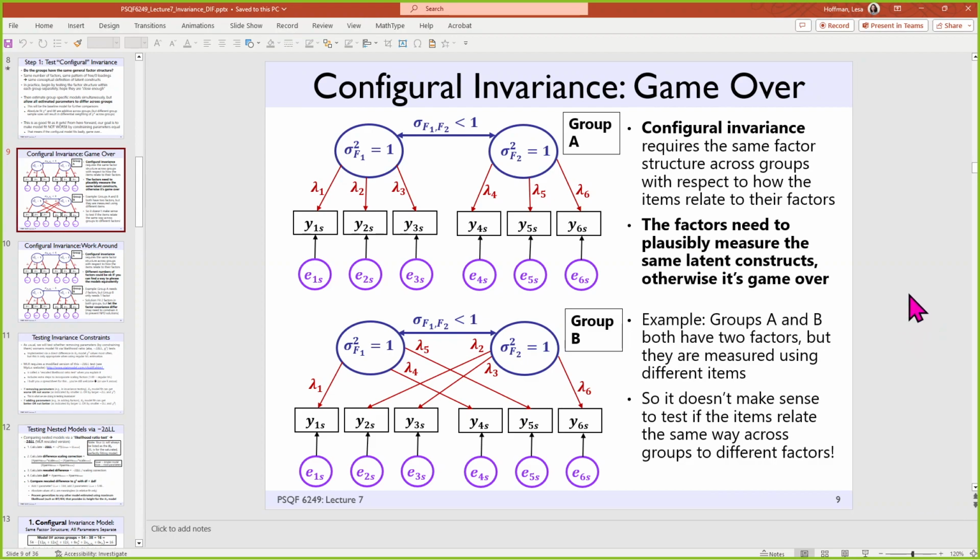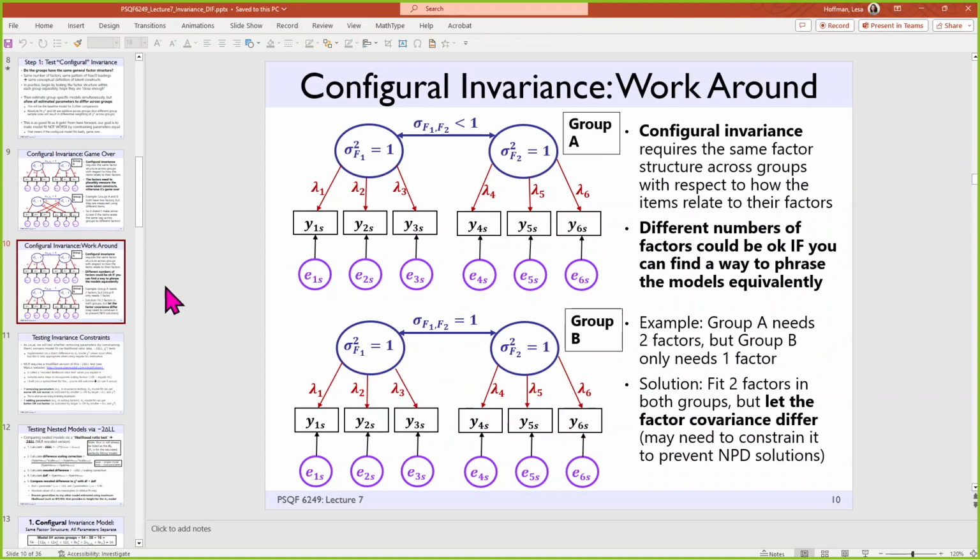And I showed a couple examples of when this would not hold. So for instance, on slide 9 here, we have items measuring different factors across the groups. So even though you could describe this as a 2-factor model where you have 3 indicators each, it's not the same 2 factors because they have different indicators. So it wouldn't make a lot of sense, for instance, to ask if the loading for item 5 that goes from factor 1 to item 5 is the same loading for item 5 that goes from factor 2. It's not the same idea.